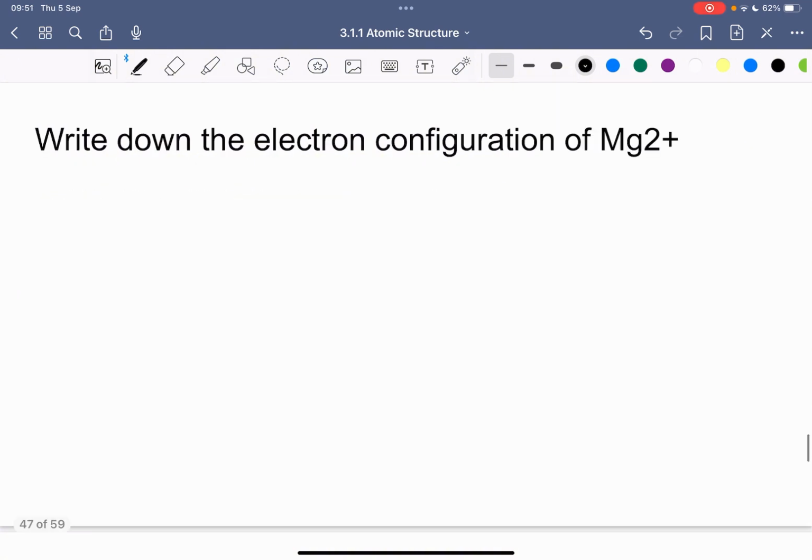Now write down the electron configuration of Mg2+. Magnesium has 12 electrons normally, but it's lost 2 electrons because it's a +2 charge. So now it has 10 electrons. This is basically just the same structure as neon now. So I can just write down the electron configuration of neon, which we went through before. It's 1s2, 2s2, 2p6.